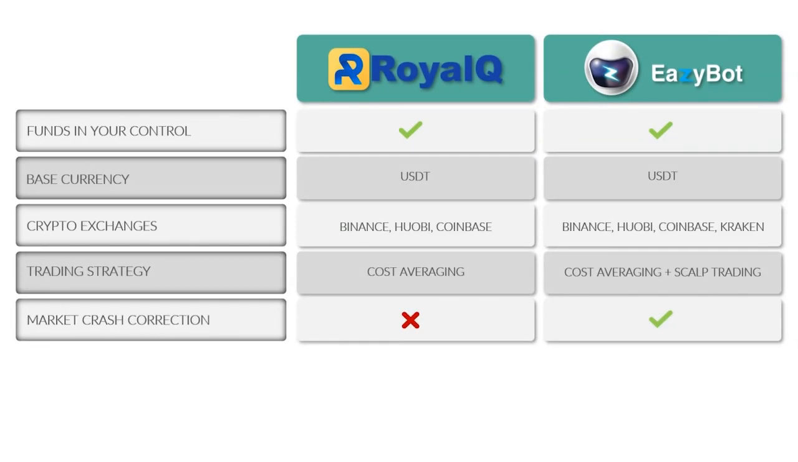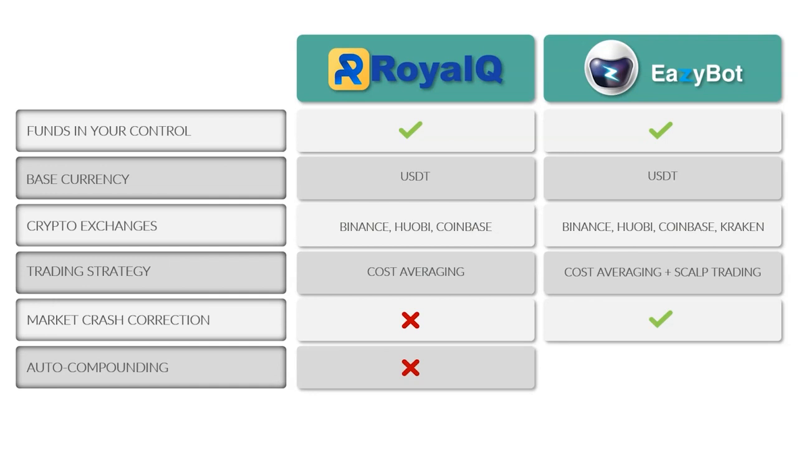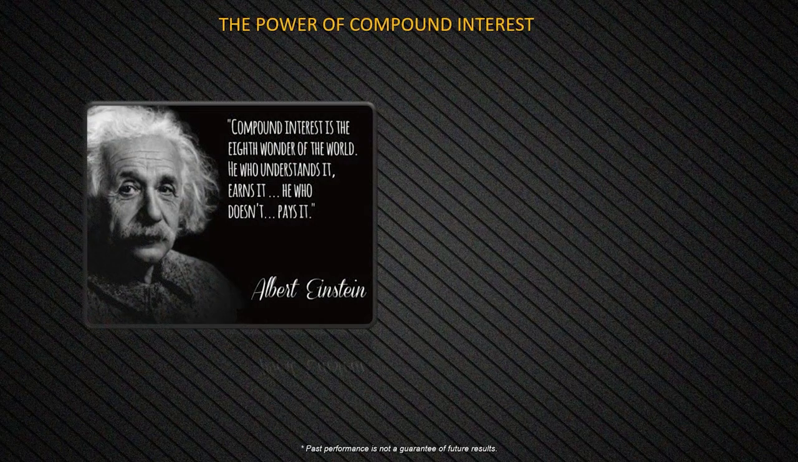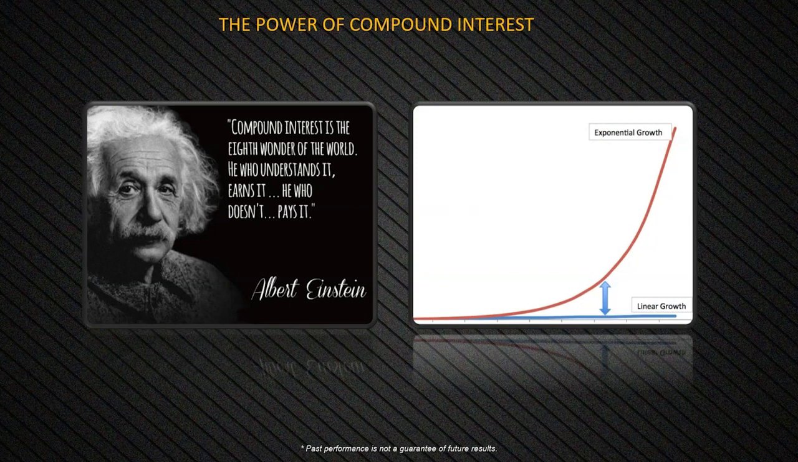The next feature, which is another really significant one, is auto-compounding. It's currently not available with Royal Q. It is, however, a feature with EazyBot. And it's so significant that we're going to hop to one side here for a second, and I'm going to help you understand the power of compounding. If you look at that right-hand chart, that blue line represents linear growth, whereas the red line represents exponential compounded growth. In simple terms, that's when the money that your money earns you more money. That effect over time compounding on itself is how you create wealth.